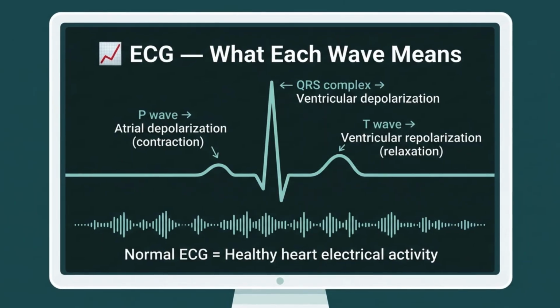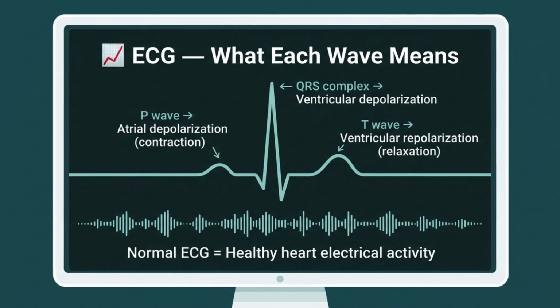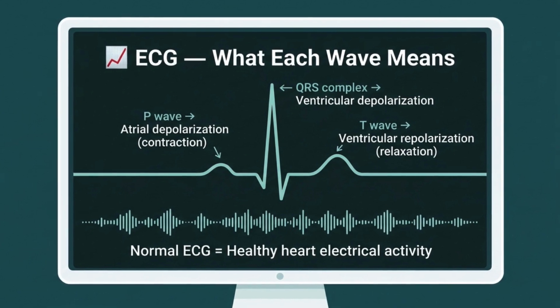Here's something many students gloss over, the electrocardiogram, or ECG. It records the electrical activity of the heart as waves. The P wave represents atrial depolarization when the atria contract. The QRS complex represents ventricular depolarization when the ventricles contract. And the T wave represents ventricular repolarization when the ventricles relax and reset.